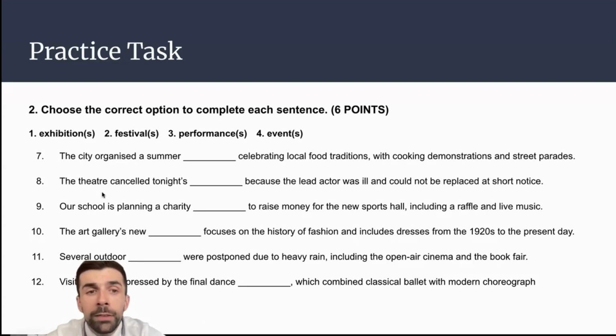For example, the city organized a summer celebrating local food traditions with cooking demonstrations and street parades. Here, the best answer is 2, festivals. Events, well, we know there's many different events as part of this, so it's a bit too narrow of a meaning. Performances, well, parades are not quite a performance. This would be more about dances and concerts. Exhibitions is more about displays of art. So the best answer here is festival.